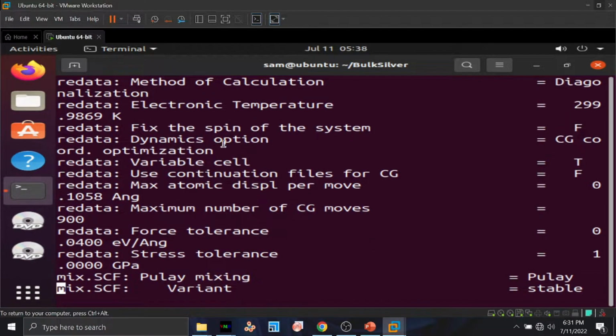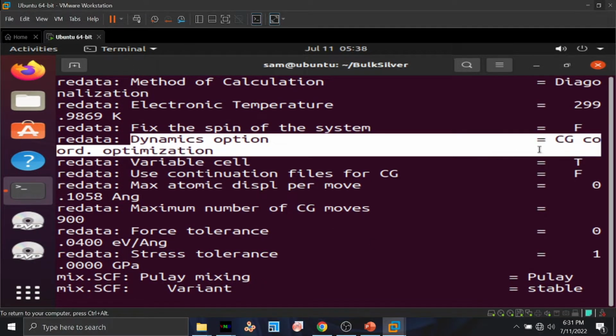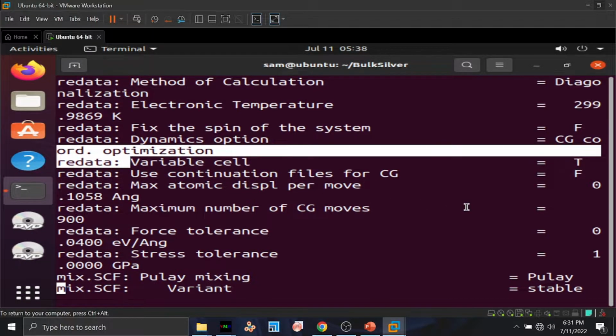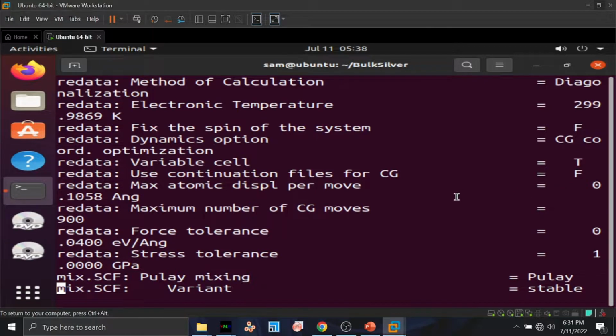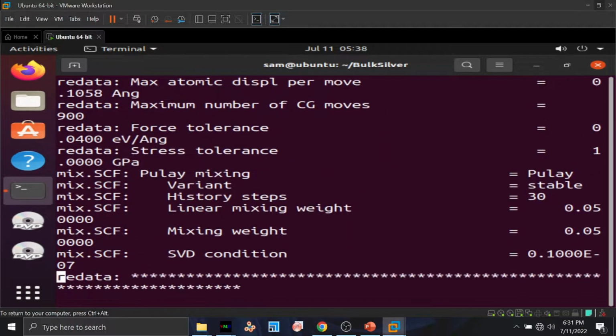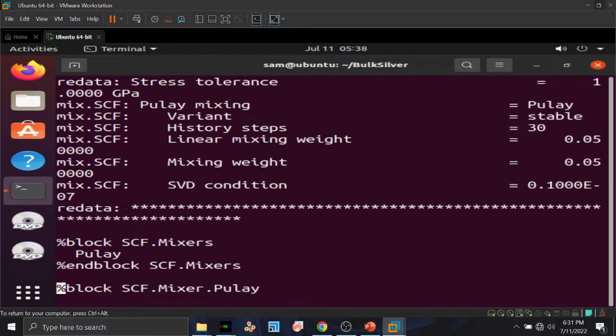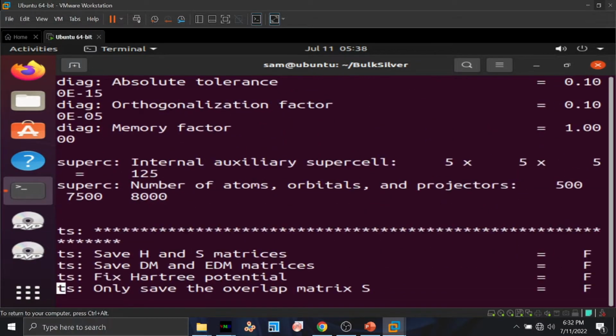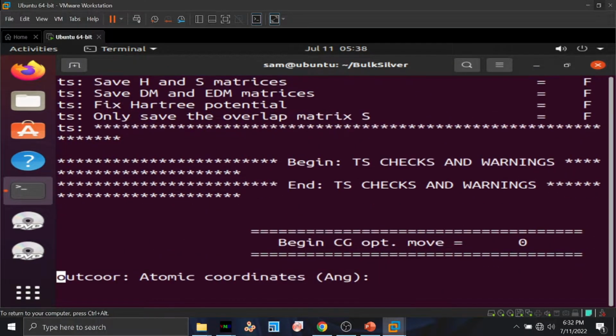Okay, we apply the conjugated gradient method, and the variable cell, you see here, is true, and use continuation file for CG files. So here the summary of this file is completed, and after that the simulation is started. Here I want to show you step 0. Step 0 means the position coordinates which we wrote in the input file. So basically that is the 0 position.